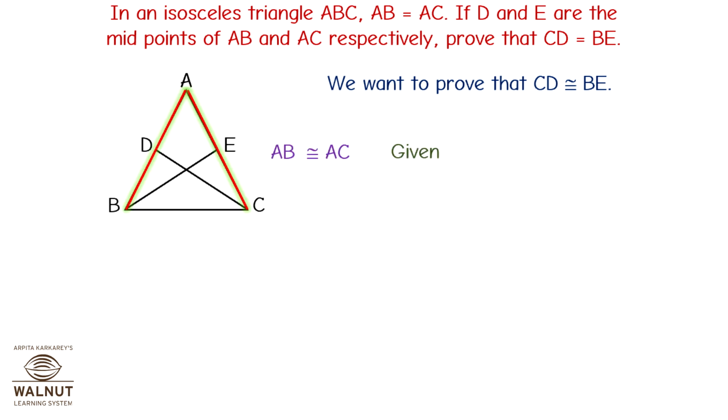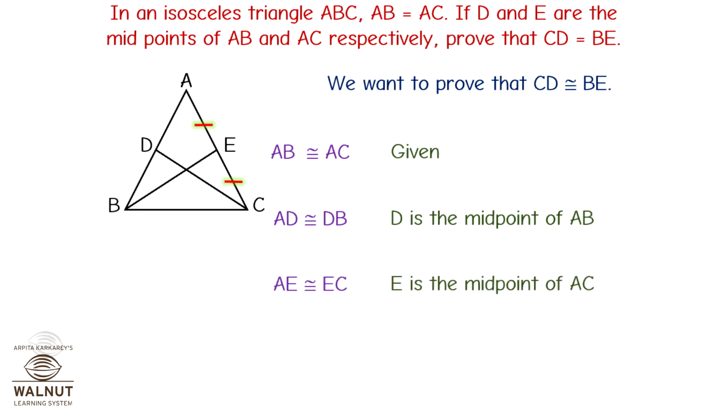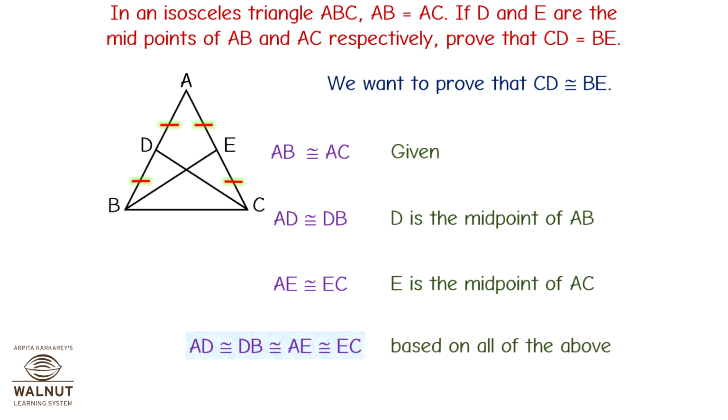AB is congruent to AC, which is given. AD is congruent to DB as D is the midpoint of AB. AE is congruent to EC as E is the midpoint of AC. Therefore, AD is congruent to DB is congruent to AE is congruent to EC based on all of the above. Call this equation 1.